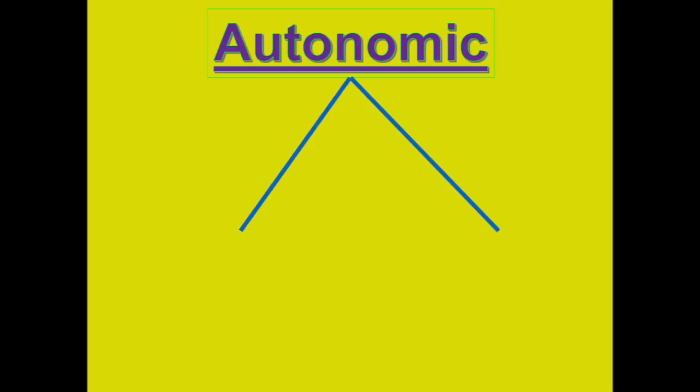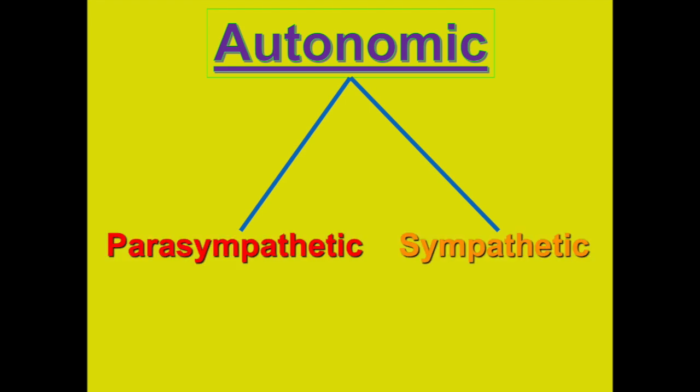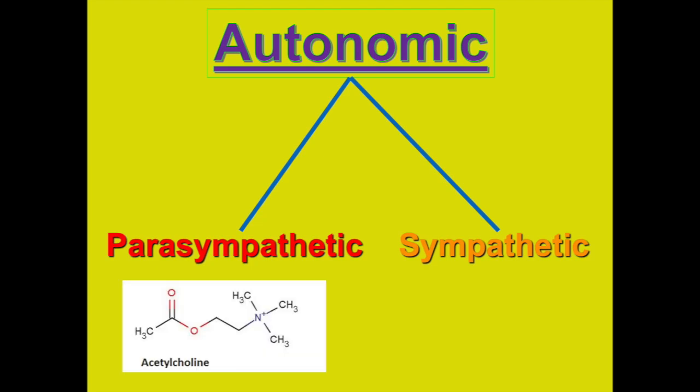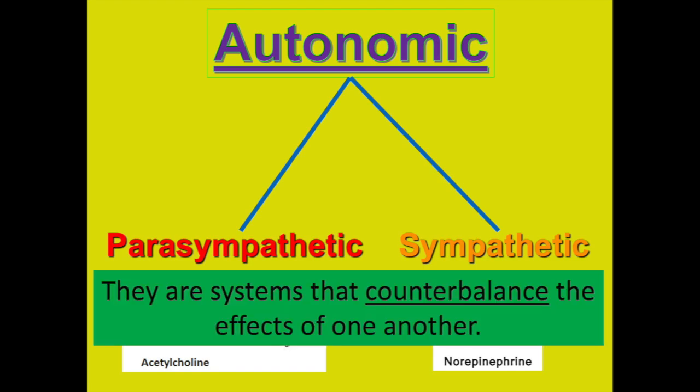We're going to represent the autonomic nervous system as the parasympathetic side and then the sympathetic side. The neurotransmitter for the parasympathetic side is acetylcholine. The neurotransmitter for the sympathetic side is norepinephrine. So these are the counterbalances to each other.